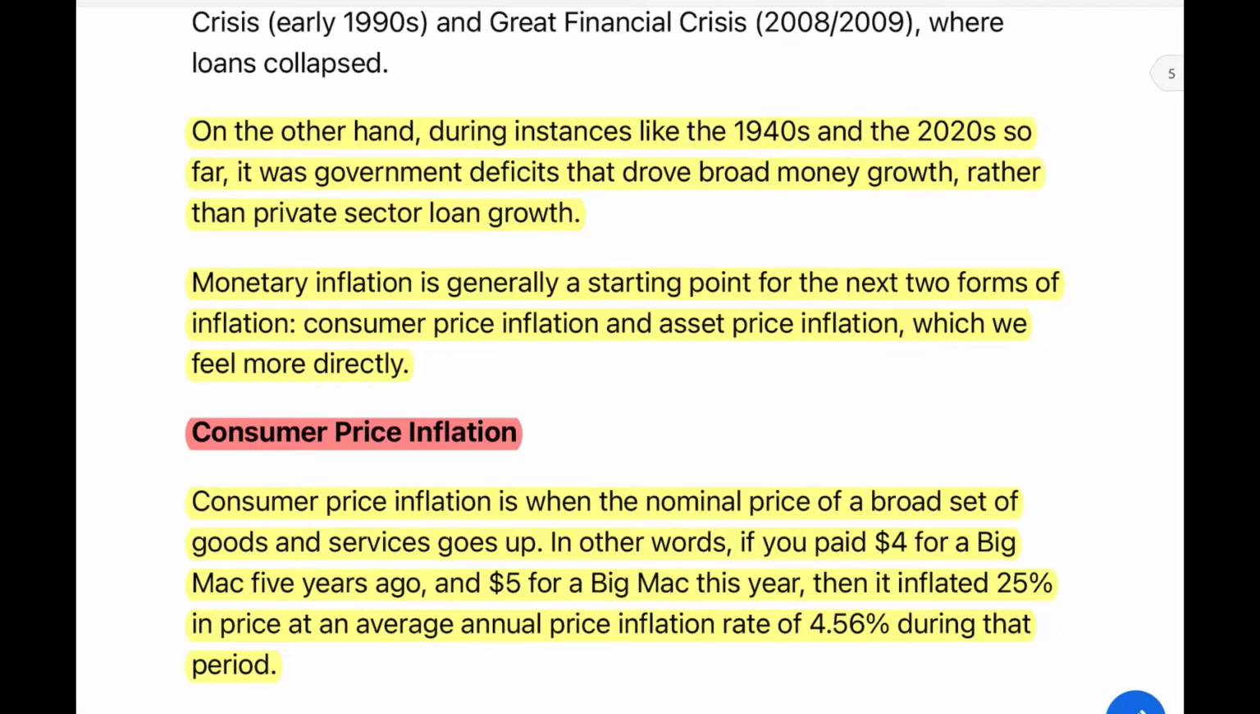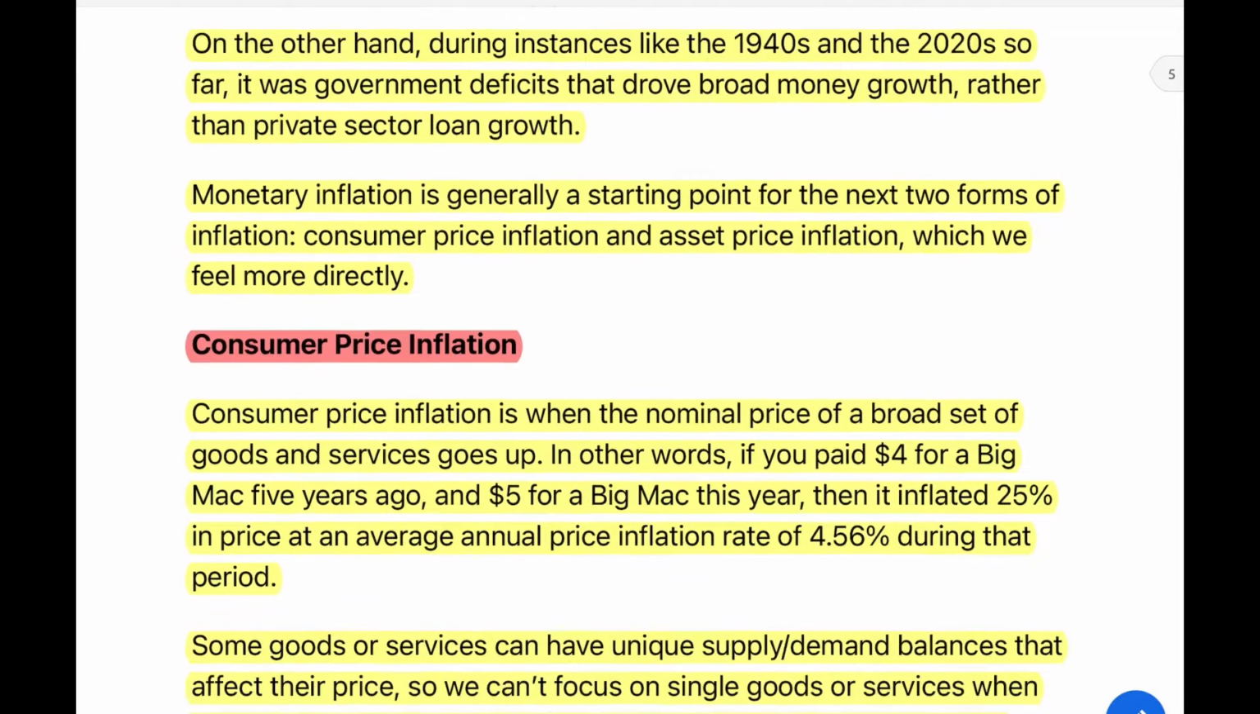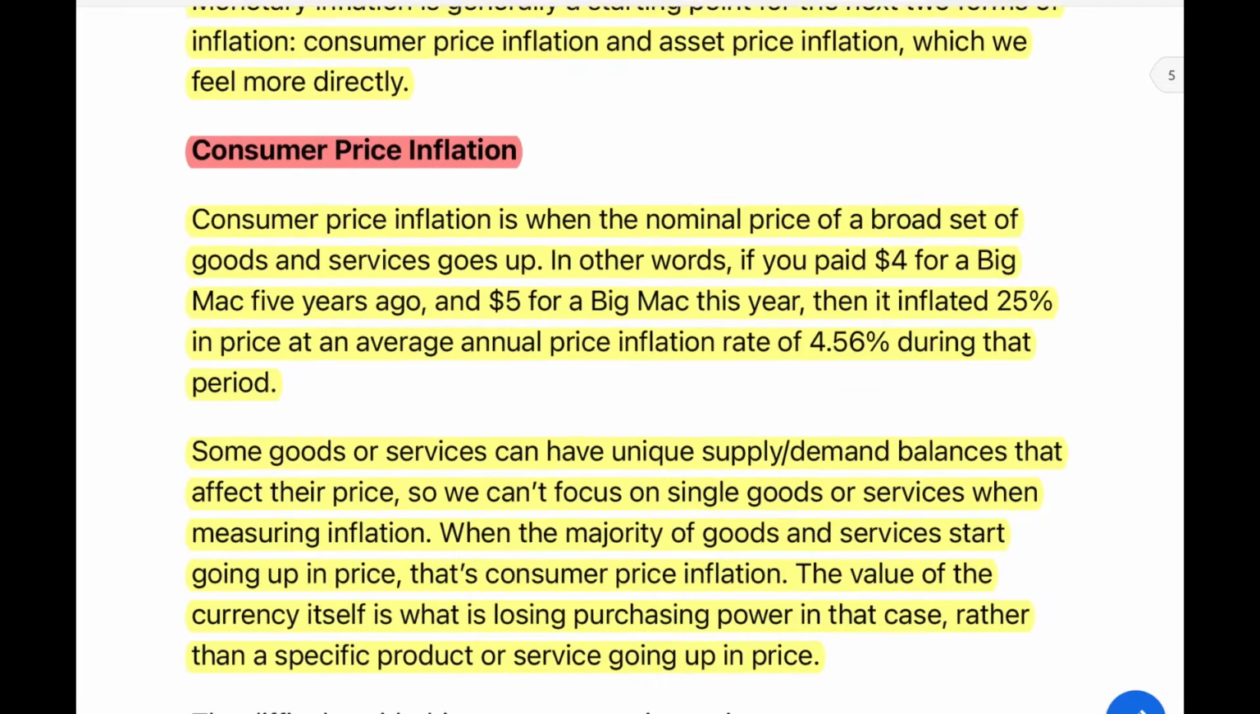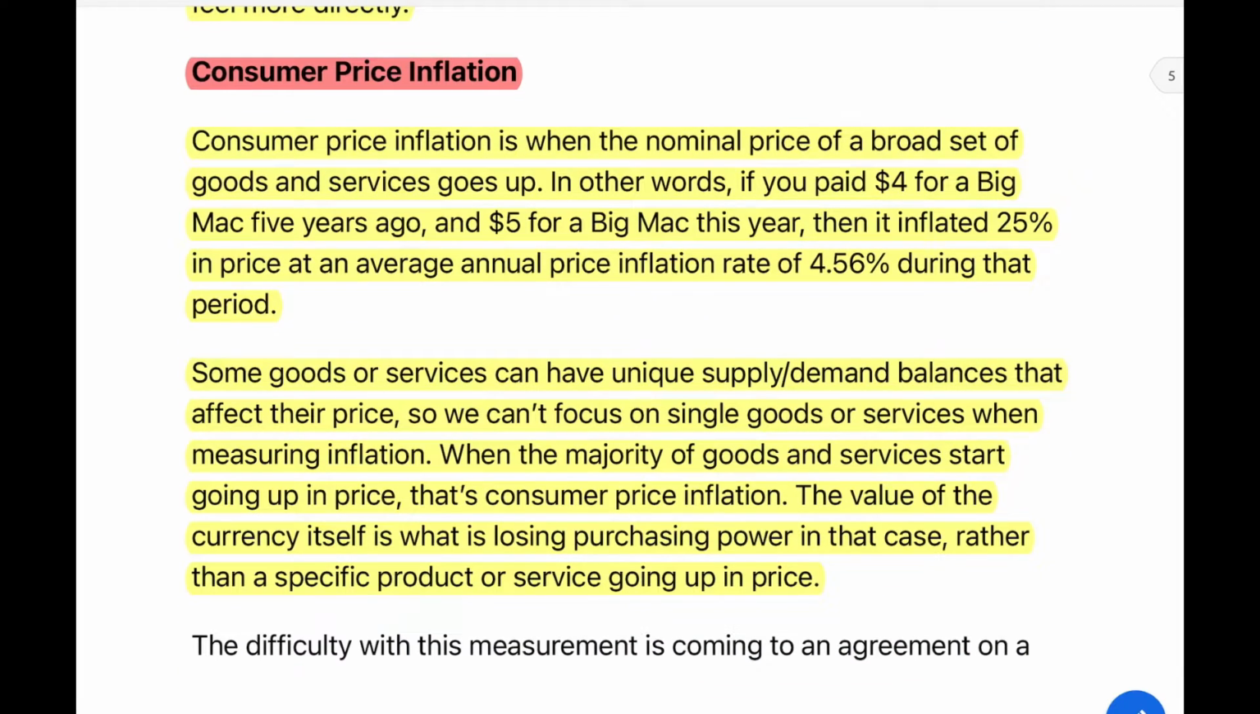It goes into instances like between the 1940s and 2020s, where it was the government deficits that drove up the broad money growth rather than the private sector loan growth. Monetary inflation is generally a starting point for the next two forms of inflation: consumer price inflation and asset price inflation, which we feel more directly. Consumer price inflation is when the normal price of the broad set of goods and services goes up. In other words, if you paid $4 for a Big Mac 5 years ago and $5 for a Big Mac this year, then it inflated 25% in price, at an average annual inflation rate of 4.56% during that period.